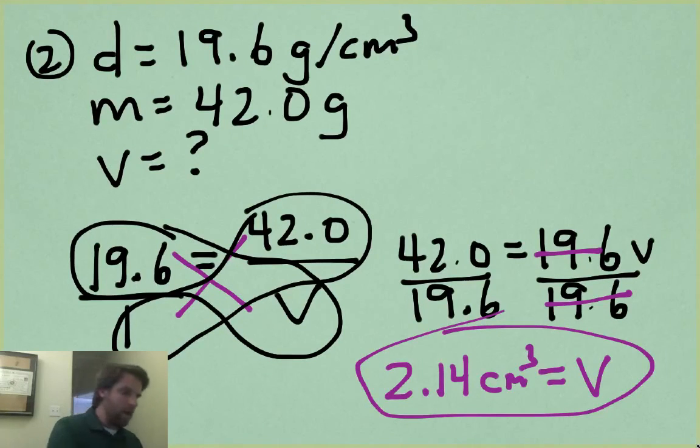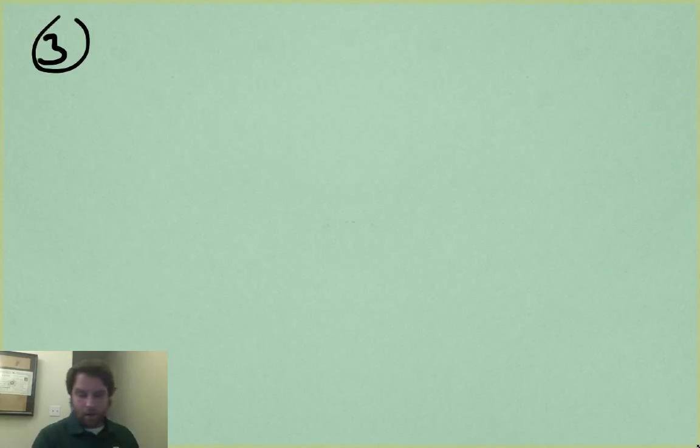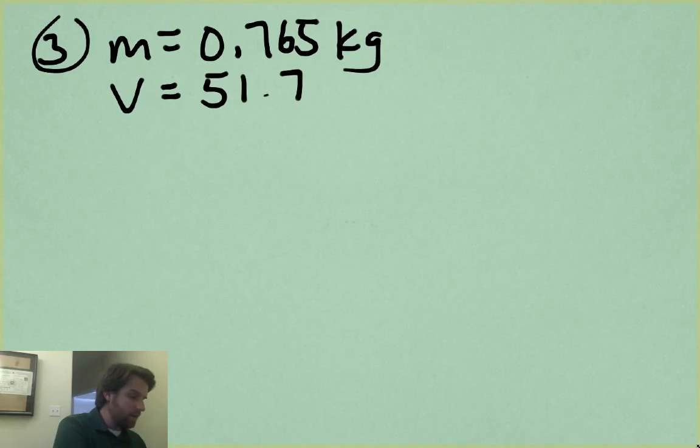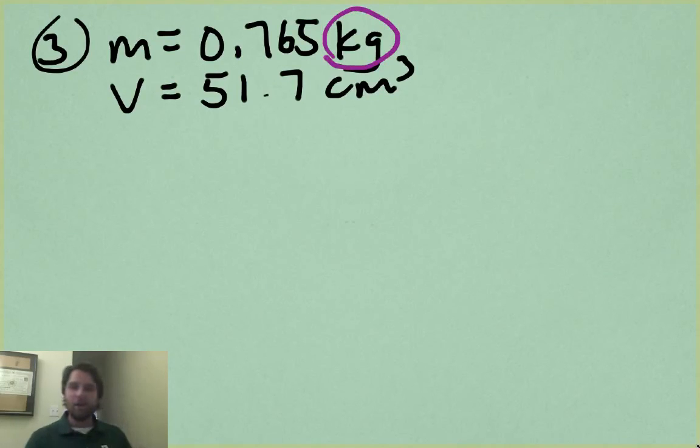So now, what if you actually have to convert some things? So this is the last problem we're going to do here. All right. So what if we have something that has a mass of 0.765 kilograms? The volume is 51.7 cubic centimeters. Oh, wait. This is a red flag. Kilograms. That's not grams. We need to convert that.